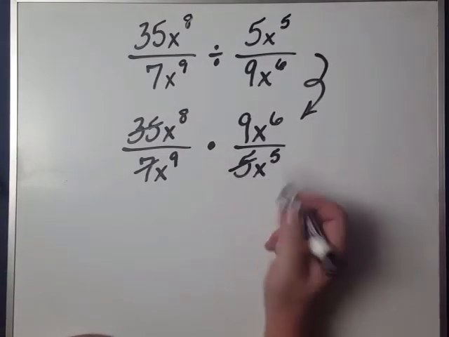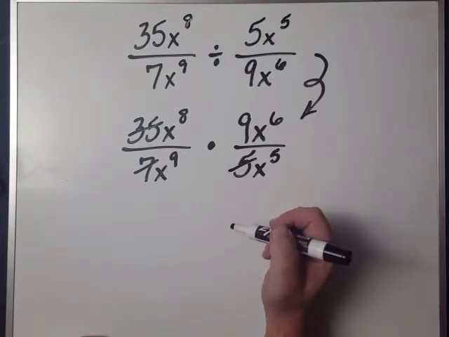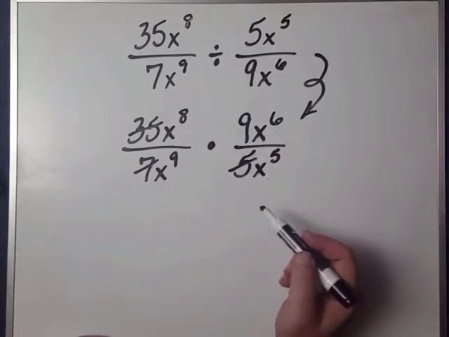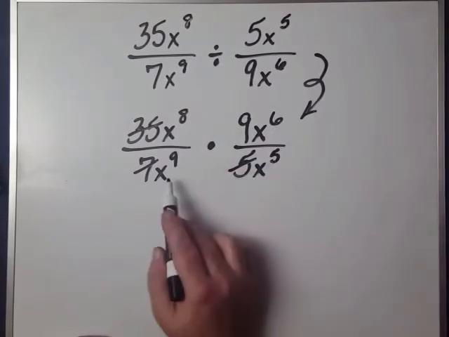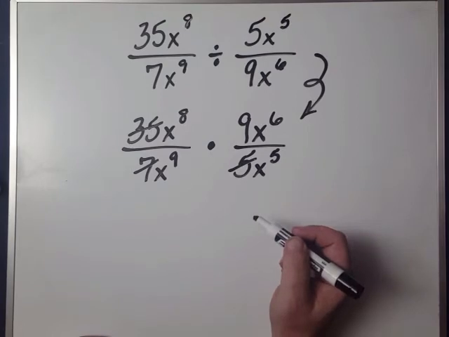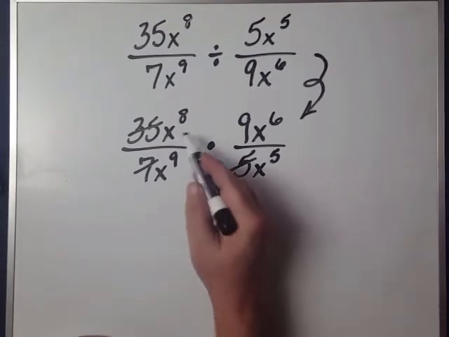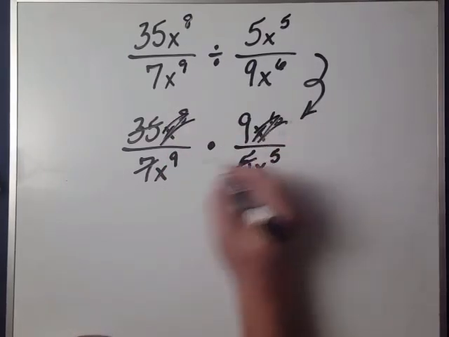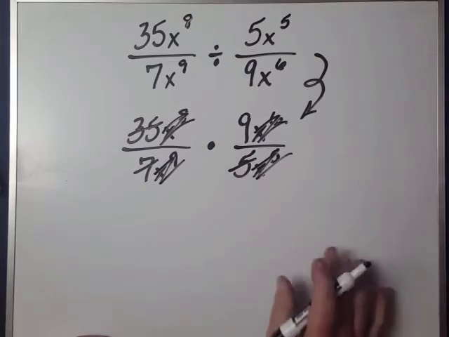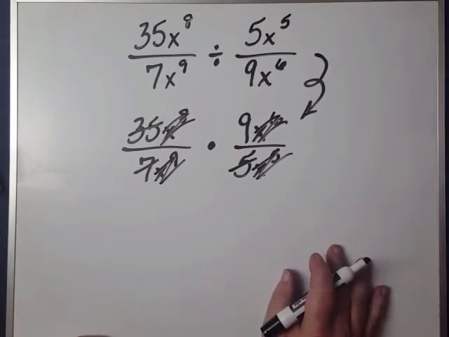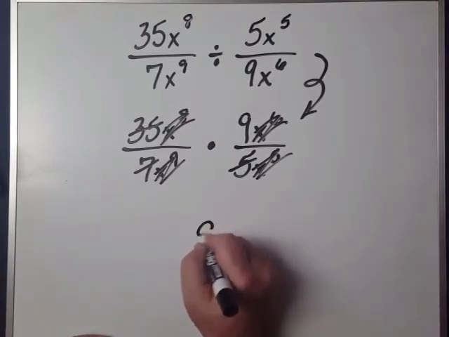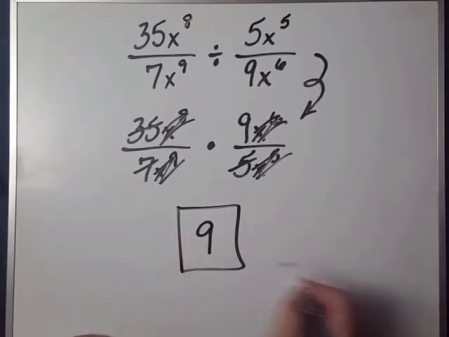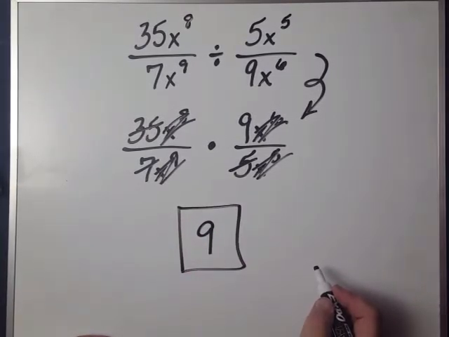Now, look at the x's. Let me show you what I see. I see 14 factors of x in the top. I see 14 factors of x in the bottom. Are you with me? 14 x's in the top, 14 x's in the bottom. They're gone. The only surviving factor here is a 9 in the top. That would be 9 over 1, but I don't write over 1.